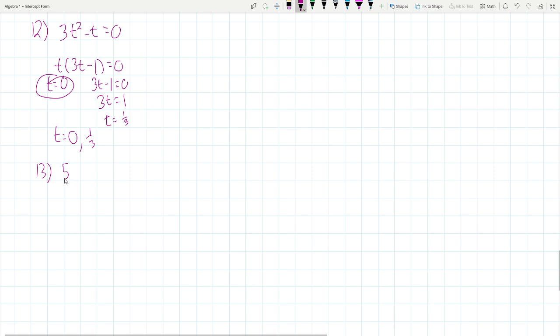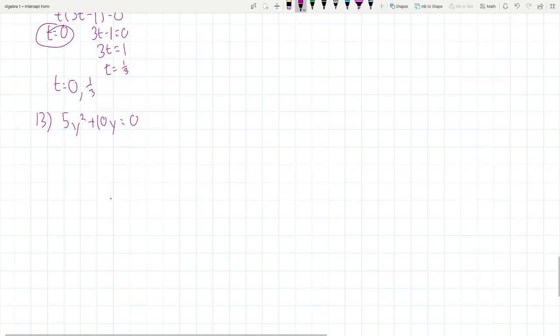Number 13, I have 5y squared plus 10y equals 0. Now, in 9, 10, and 11, I always did the y's first, but in this case, I actually see the number that goes into both of these right off the bat. And so I can do that in that first step. I can take out 5y. And so what that does is that leaves me with y plus 2.